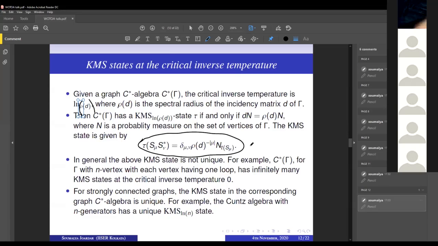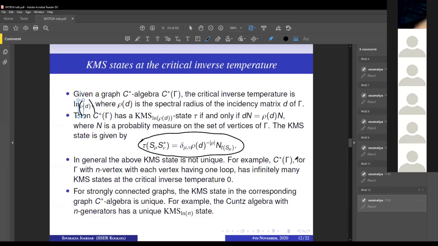Okay, μ is a path. It's not a particular edge, it's a path, so the target is a vertex, and we have a probability measure on the set of vertices. So this is given by that formula. And again, as I mentioned, in general, the above KMS state, even if you have the existence at the inverse critical temperature, it is not unique. It is far from unique for graph C*-algebras.